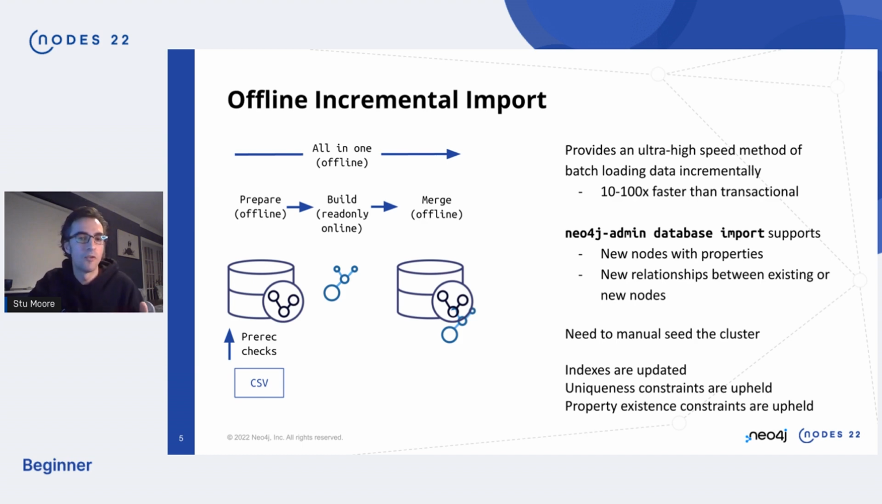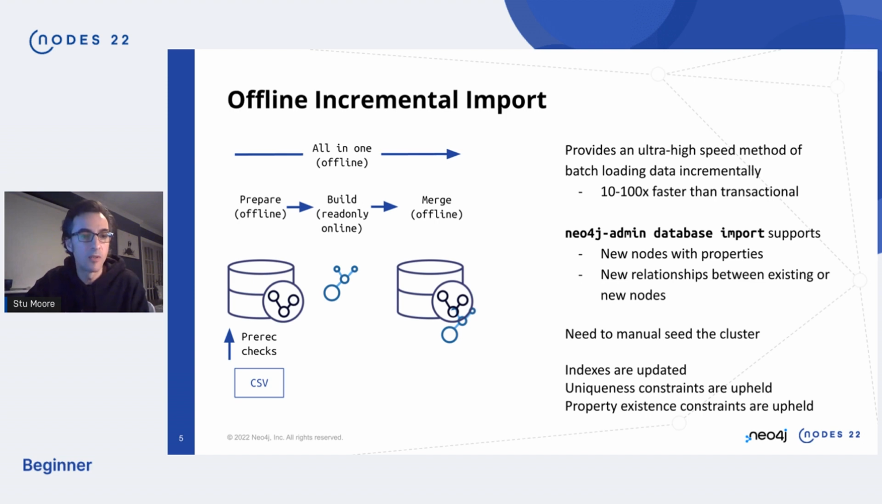You can now perform an offline incremental import. So what this means is you can have your production database up and running, and at some nightly process, you need to import a large amount of data into the database. You can now bring that in as a CSV file. You'll need to take your database offline, run a preparatory phase. If you want, you can then bring the database back up.